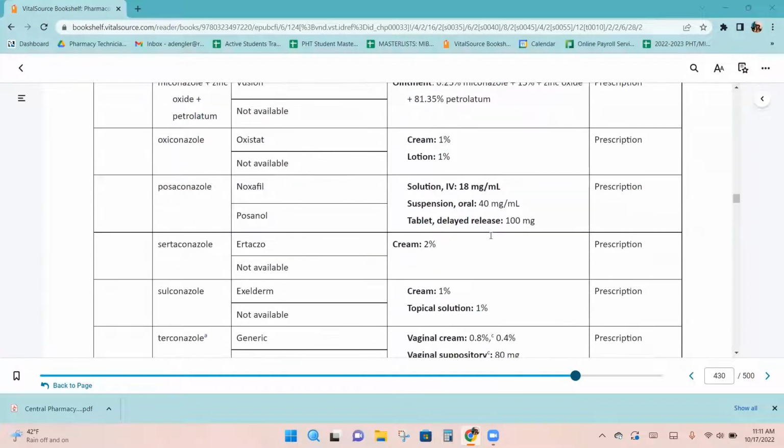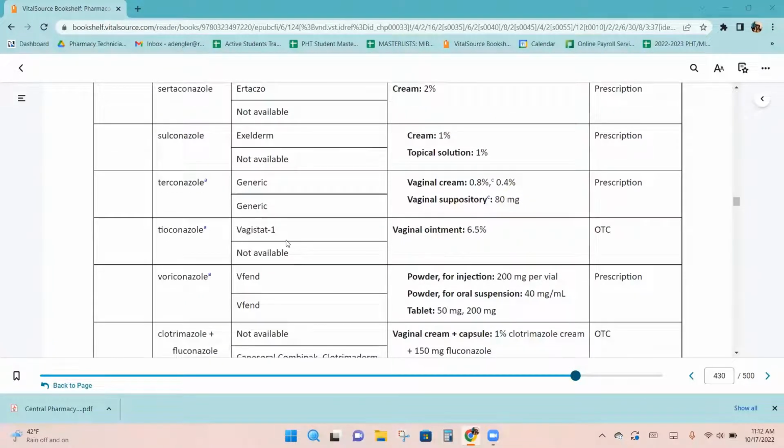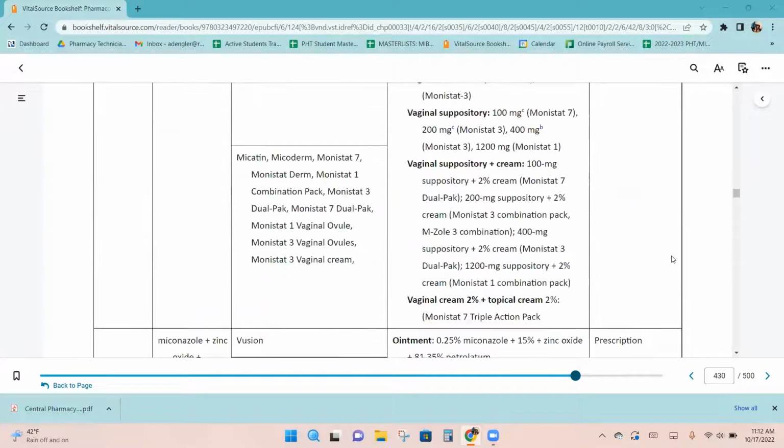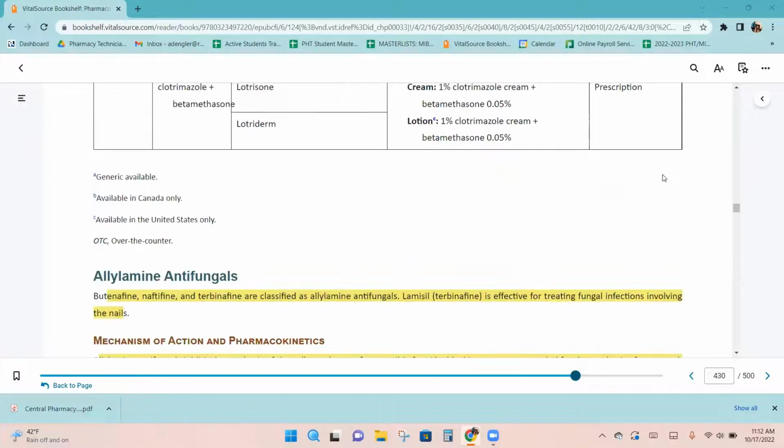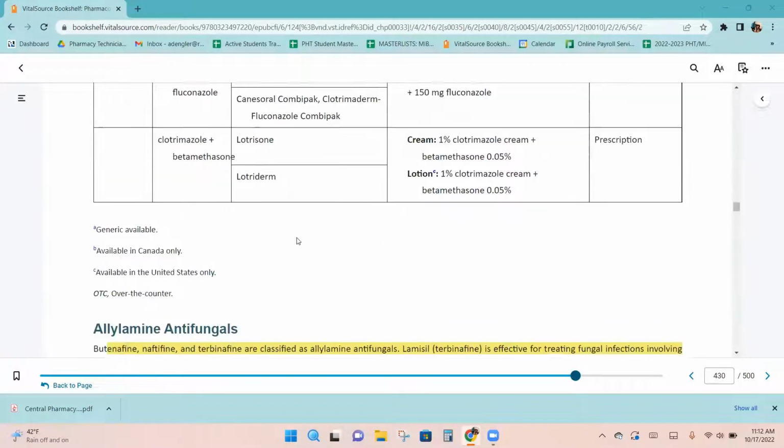And then for some of the other ones, like Ertaczo, the sertaconazole, it's only available in a cream. Vagistat 1 is only available as a vaginal ointment, but it's over the counter. And this chart also does show you what is prescription and over the counter, so it's kind of nice.